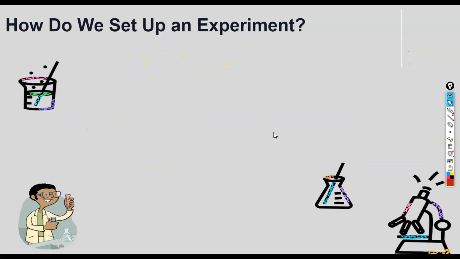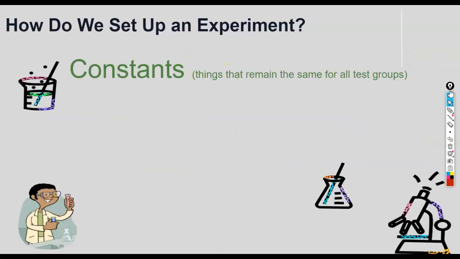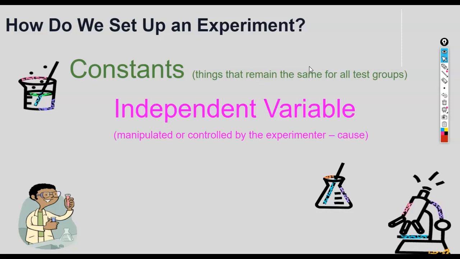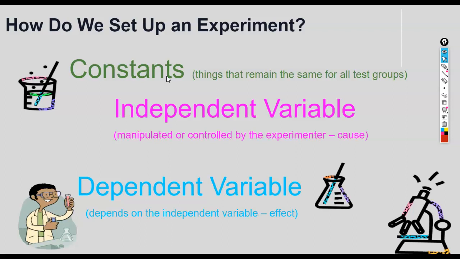Okay. And so just to refresh your memory, we talked about this in Unit 1 this semester. At the very beginning of the semester, we talked about the basics of an experiment. And every single experiment has three different parts. Okay, you have the constants. Those are the things that always remain the same for all test groups. You have what's called the independent variable, and the independent variable is the one that is controlled by the person doing the experiment. So the independent one is the one that changes first. If you think of cause and effect, the independent variable is the cause.